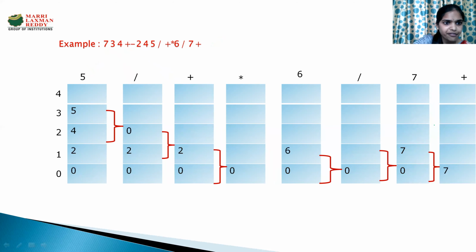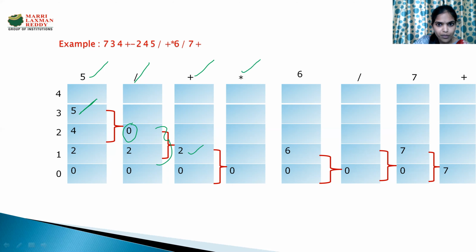Now again I have 5. 5 is a value, so I pushed it onto the stack. Again I got the division symbol. When I divide 5 by 4, I get a quotient called 0. Again I got the plus symbol. Plus is the operator, so on 0 and 2 I'm performing the plus operation, so the resultant is 2.